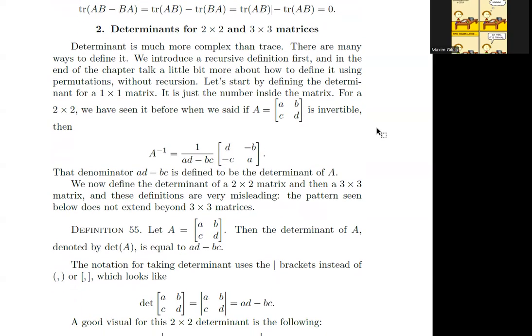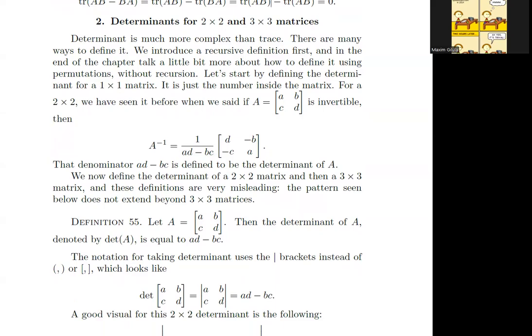Okay, let's talk a little bit about determinants for smaller size matrices. So this is much more complicated. There are many ways to define it, and we'll see two of them. We won't prove they're equivalent, but they are. First, we'll talk about the usual method in linear algebra, the recursive definition. And then we'll talk about a more algebraic, abstract definition involving permutations.